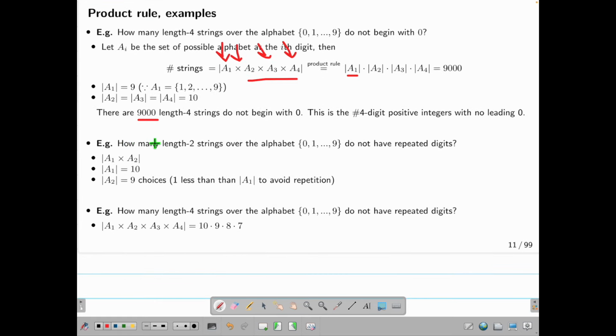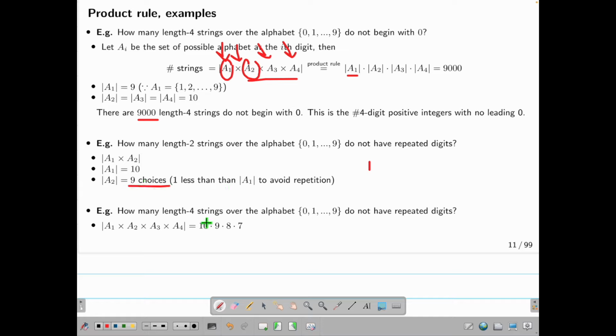Then what about this? How many length 2 strings over the alphabet 0 to 9 do not have a repeated digit? That means you cannot have 1,1, 2,2, 5,5, and so on. If I do not have this constraint, then I have 10 times 10, 100, from 00 to 99. But now, with this constraint, I have 10 times 9, 90. This is how you think about it. You first construct a Cartesian product, think about how big each set is, and when you think about how big each set is, you are actually fulfilling the condition. So first, have no constraint, because repeated means you have to start at the second, A2. And that's how you get 90.